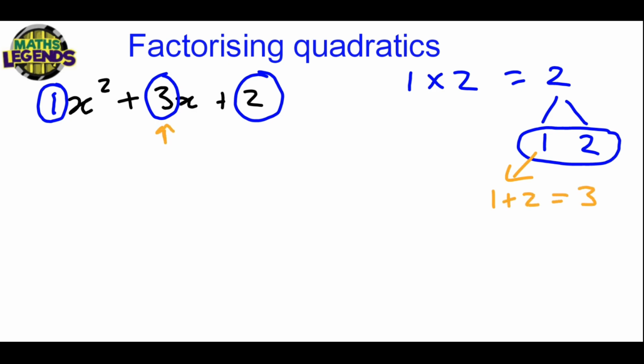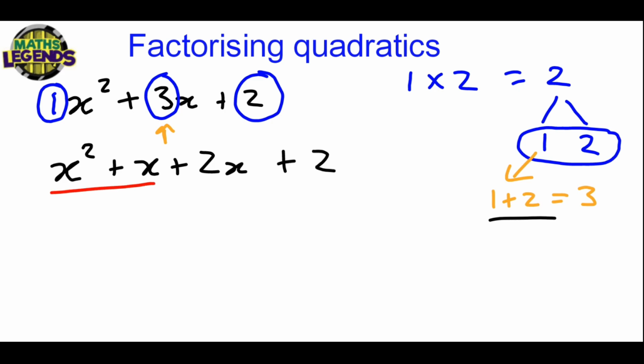So now we rewrite this equation out. So you write x squared plus, now this 3 can be split by 1 and 2, so we split it. So we write x plus 2x plus 2. Now factorize the first two separately and the last two separately.